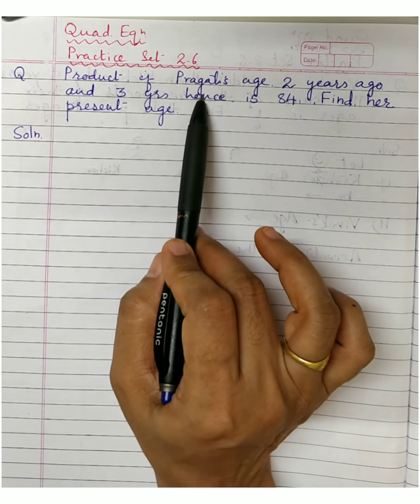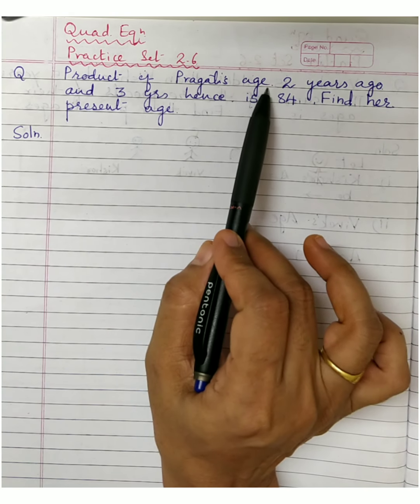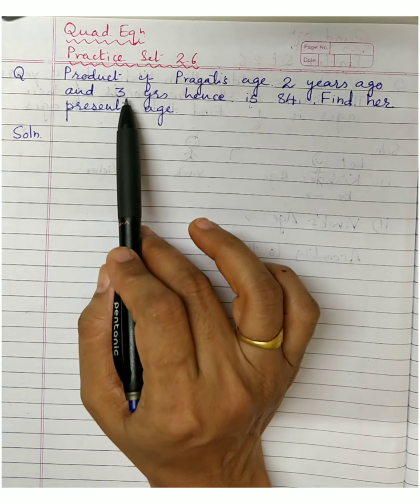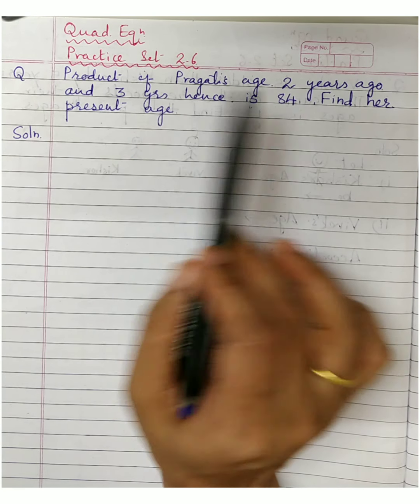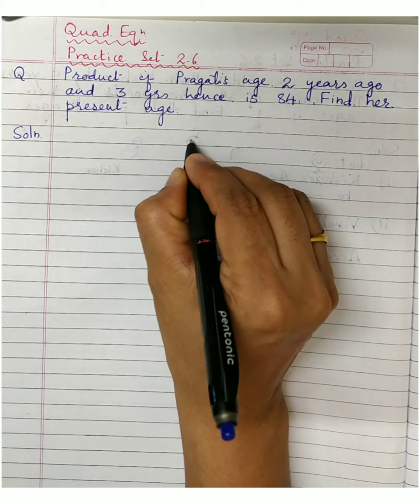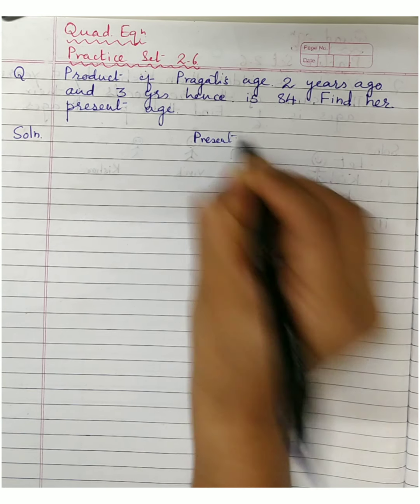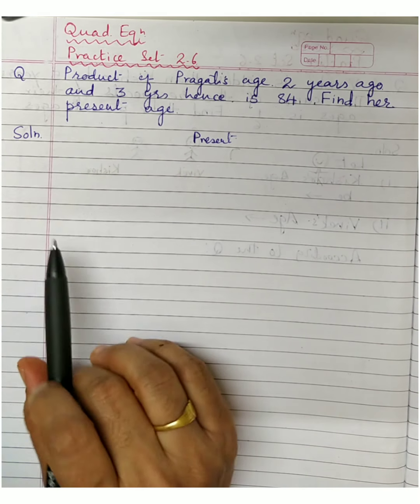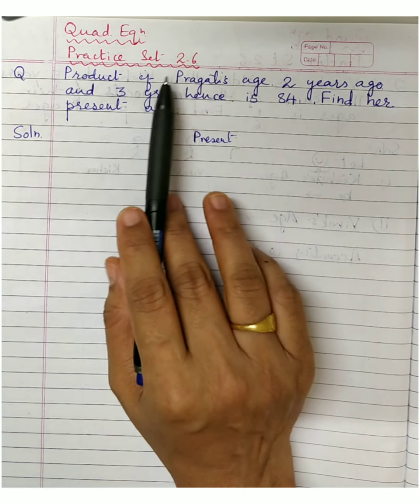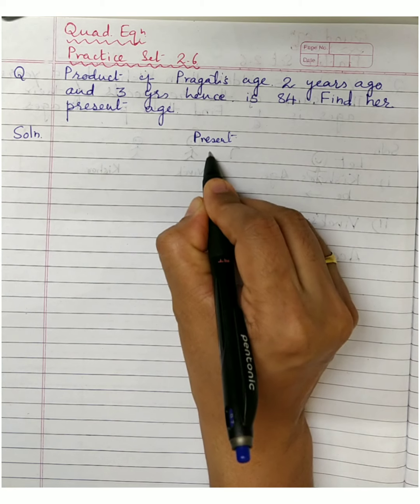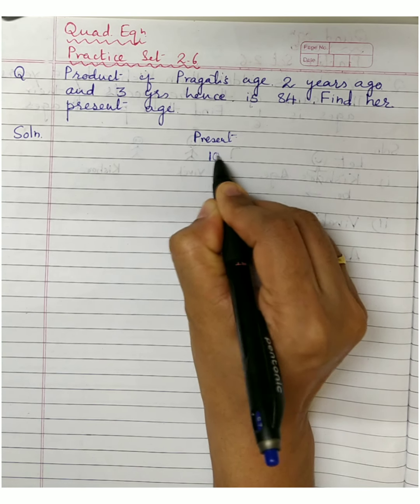Product of Pragati's age. One girl Pragati is there. Her age 2 years ago and 3 years hence. 3 years hence means after 3 years. Before starting the question, let's understand it. Let us assume this girl Pragati, her present age is, suppose, 10 years.